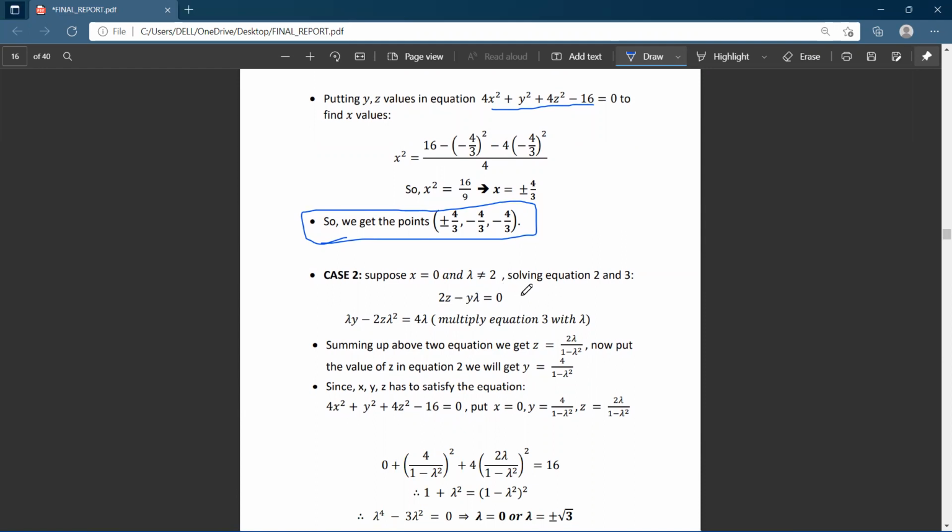Now we will simplify equation 2 and equation 3. This is equation 2 and this is equation 3, but we have already multiplied equation 3 with lambda. After that we will sum up these two equations. The minus lambda y will be cancelled with the plus lambda y, and then we have only the z variable in the equation, and the RHS will be 4 lambda.